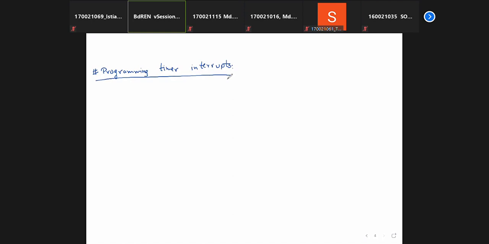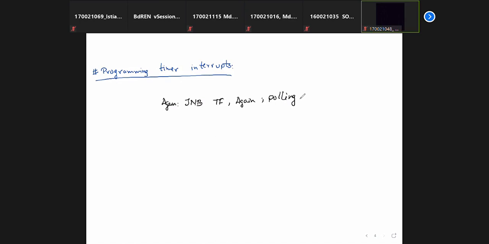Programming timer interrupts. In chapter 9, whenever we started a timer, the next thing we did was something like this. And this was the example I gave in the previous class as well. Jump not bit TF, say if the label is again, then this is again. And I told you this is an example of polling. Do you at least remember this portion? Yes, sir.